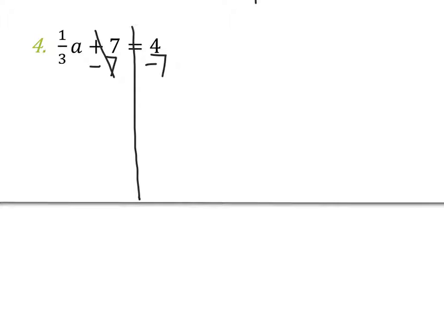Positive 7, negative 7 crosses off. I have 1/3 a equals 4, take away 7 is going to give me a negative 3. Now I need to get rid of that 1/3 times. Remember, there's that little multiplication there.